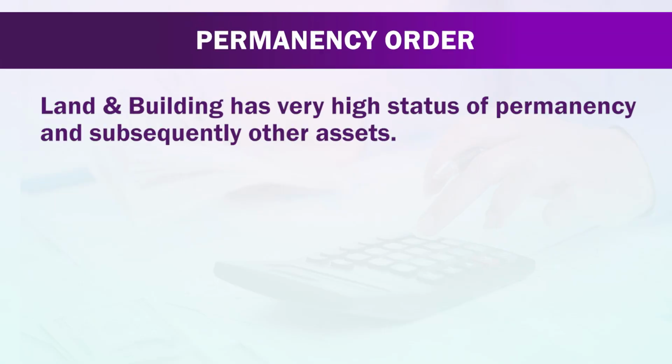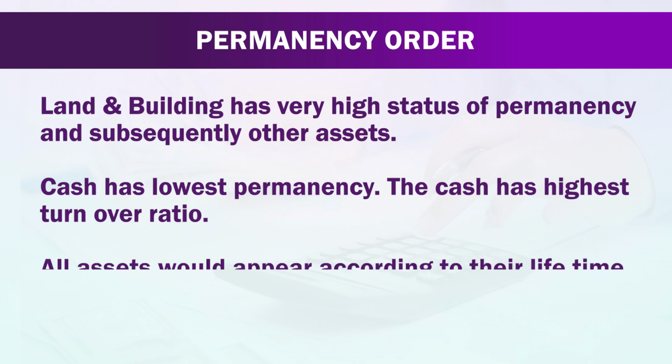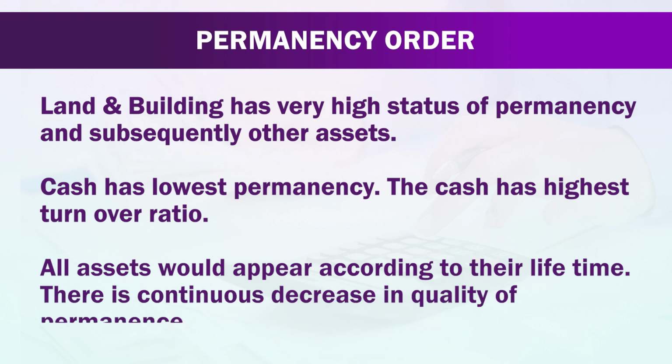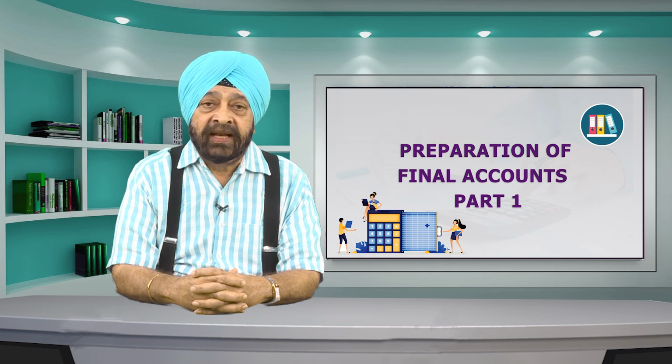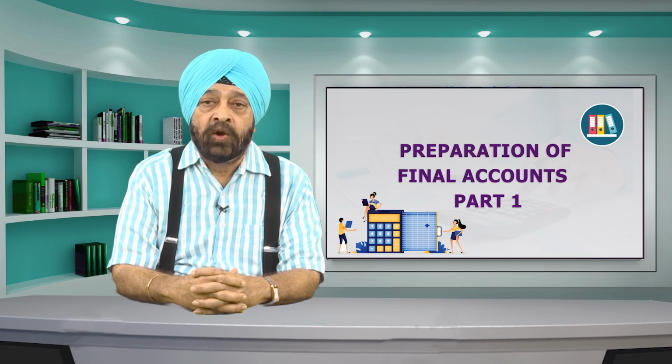Let us understand permanency order. Land and building has very high status of permanency and subsequently other assets. Cash has the lowest permanency, the cash has highest turnover ratio. All assets would appear according to their lifetime. There is a continuous decrease in quality of permanence. Same is with the liability side. Capital has higher permanency, that is till the life of the business, and sundry creditors and bills payable have lower permanency.